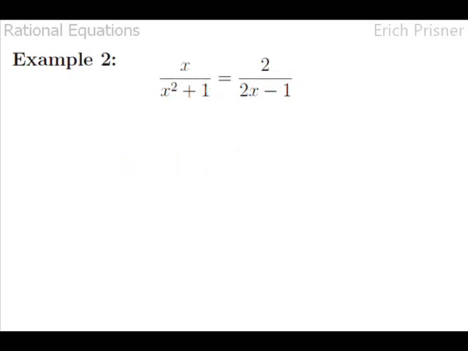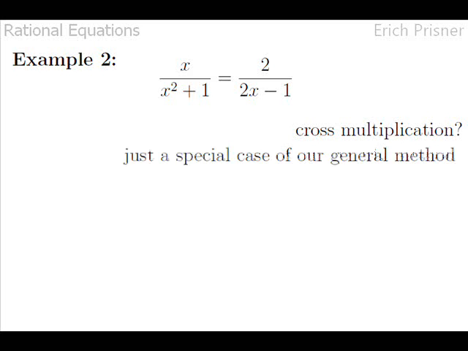Now let's do another example. Example number 2: x over (x squared plus 1) equals 2 over (2x minus 1). Did I hear cross multiplication? Forget cross multiplication. This is not a concept you need to remember. It is just a special case of our general method of multiplying the equation by the LCD and cancelling.